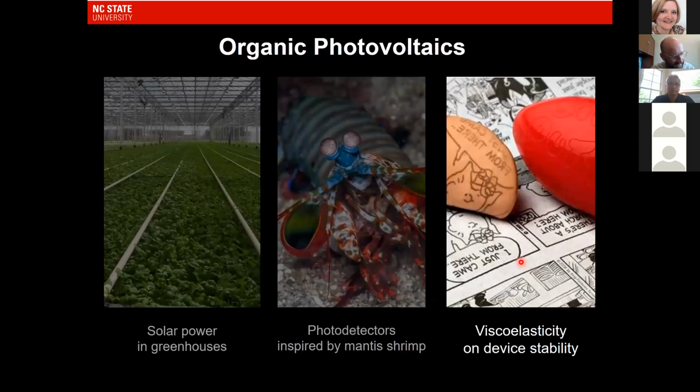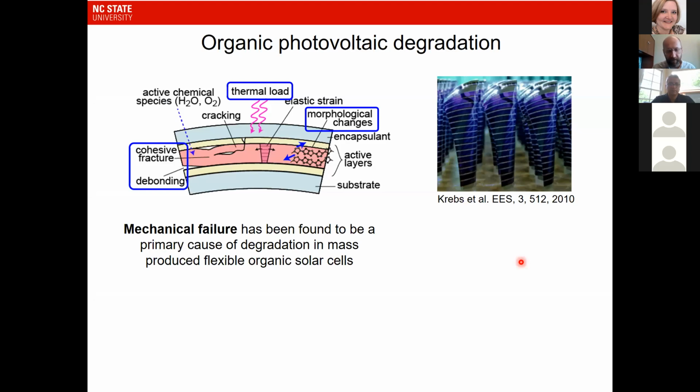All right, that takes us to the last topic here, and that is looking at device stability of these organic photovoltaic cells. So hopefully, in the first couple topics, you saw the applications of where there's opportunities to use these detectors and solar cells. And now we have to make sure that they're stable, which is a challenge. So these organic photovoltaics aren't always stable.